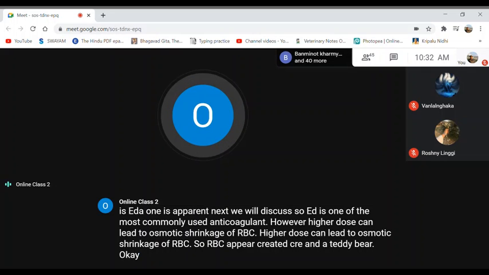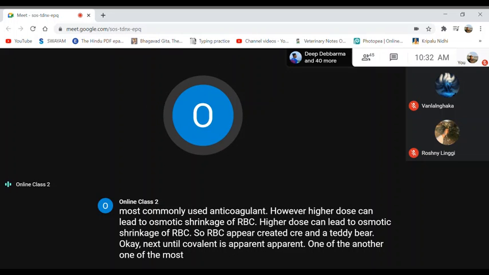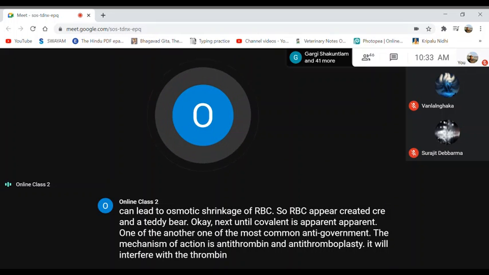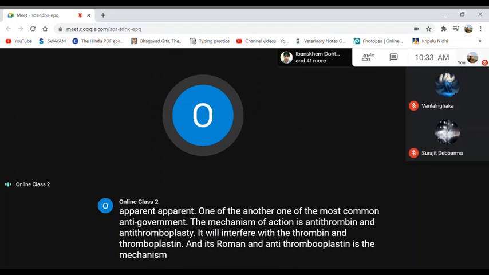Okay, next anticoagulant is heparin. Heparin, another one of the most common anticoagulants. The mechanism of action is antithrombin and antithromboplastin. It will interfere with the thrombin and thromboplastin.